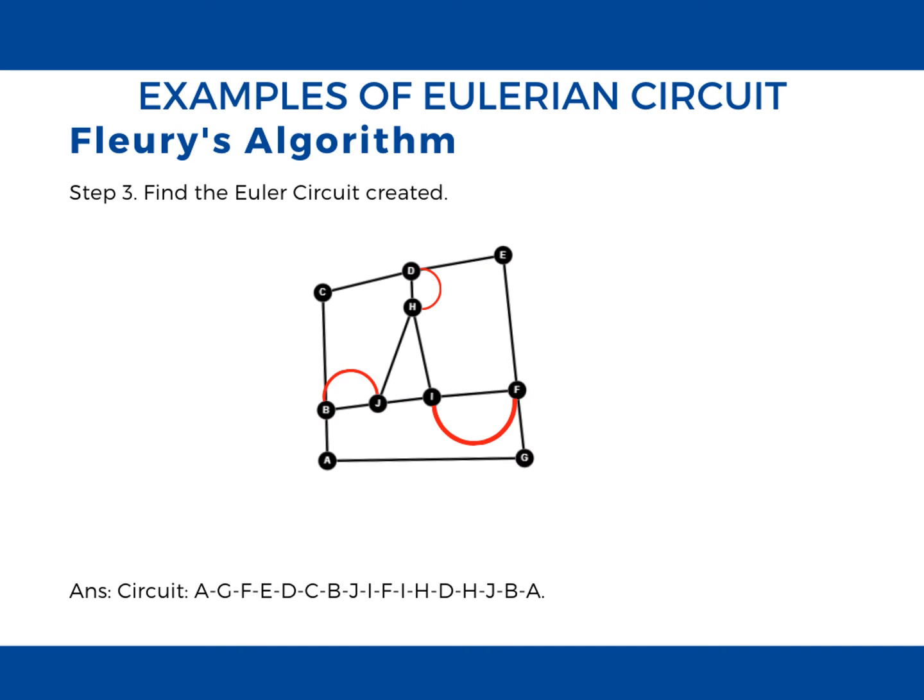Lastly, we find the Euler circuit using Fleury's algorithm. Knowing that we can start at any vertex, we started at vertex A since it is closest to our house. We see that the optimal route using the concept of Eulerian circuit is this.